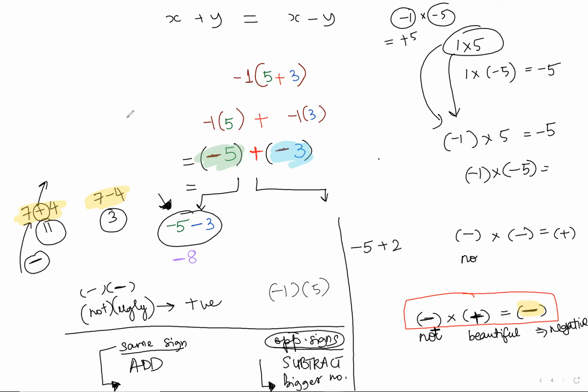-8. Yes, you have 8 negative things, right? So that's why we'll write it as -8. Did you get it? That is the practical approach to it. You can even use a number line if you want.